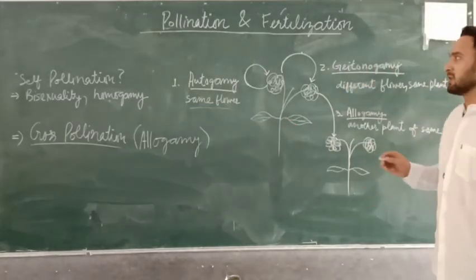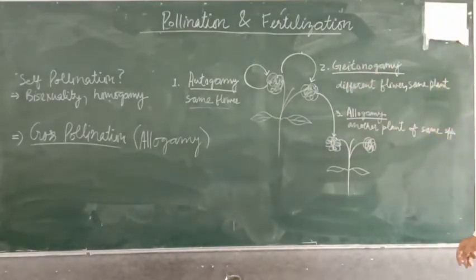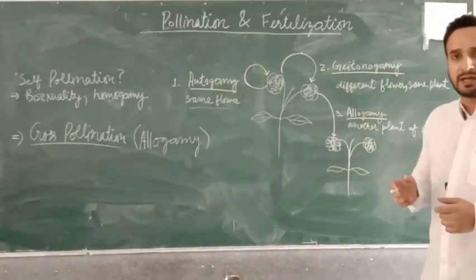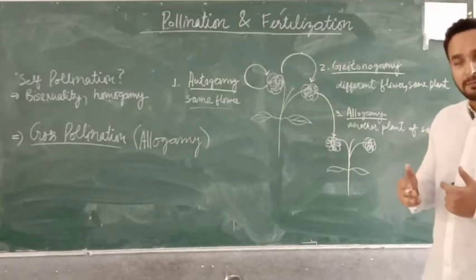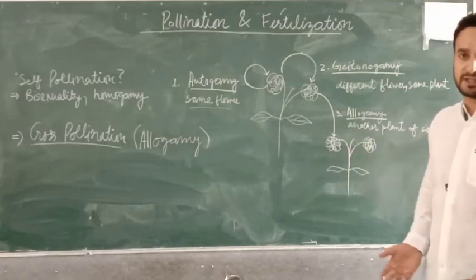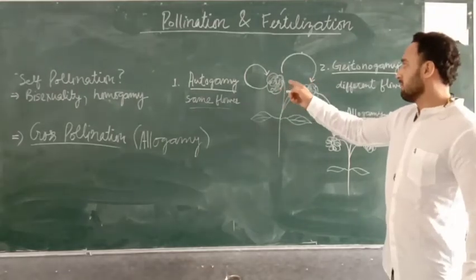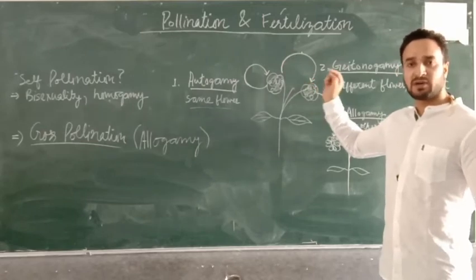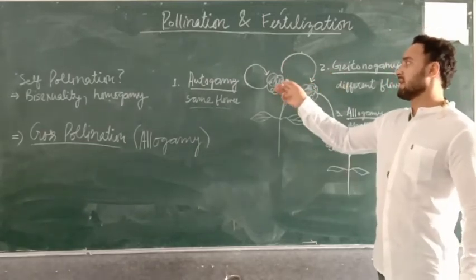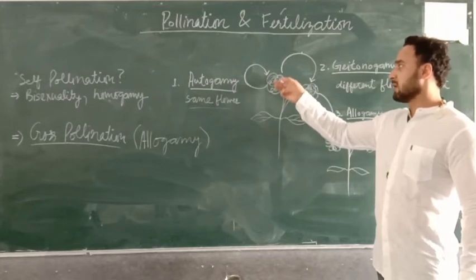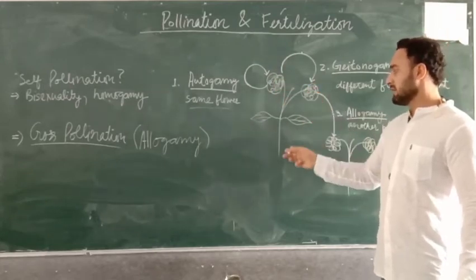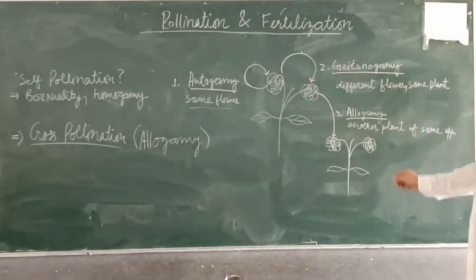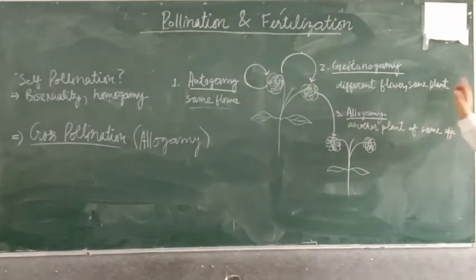And another kind of self-pollination is geitonogamy. In geitonogamy, the transfer of pollen grains from anther to the stigma is occurring on the same plant, but this time the flowers are different. You see, from one flower to another flower. This arrow shows the direction of the transfer of pollen grains. The pollen grains are getting transferred from one flower to another flower on the same plant. So this condition is called geitonogamy, means we have different flowers but the same plant.